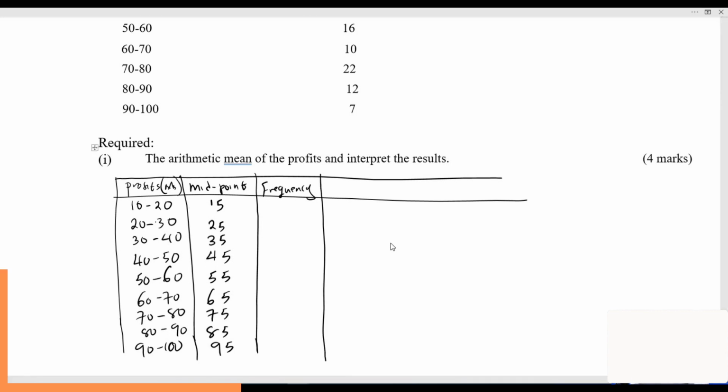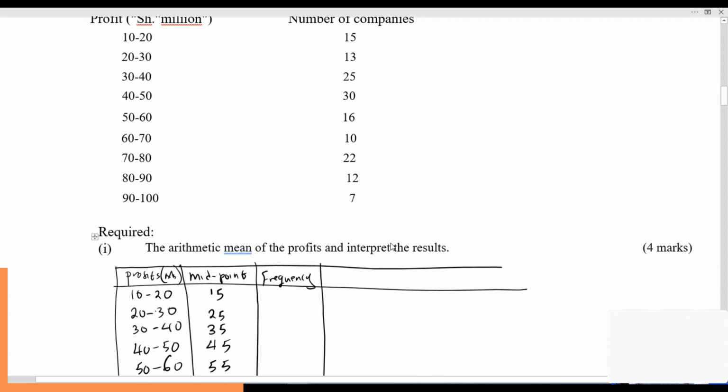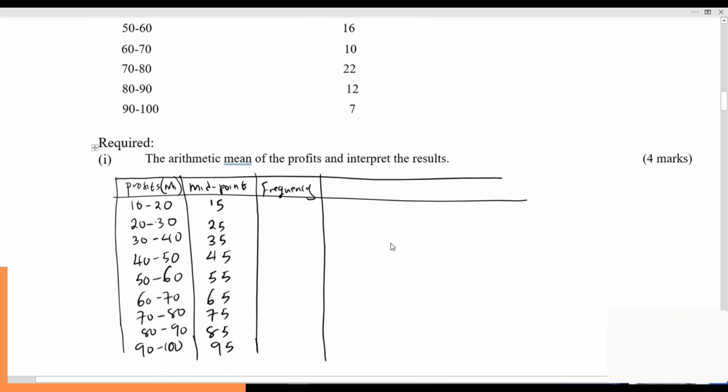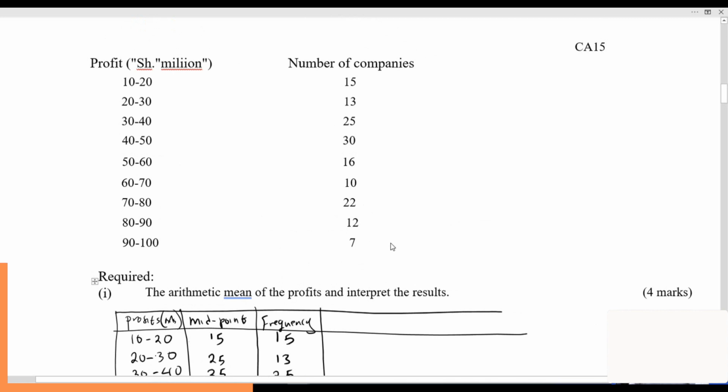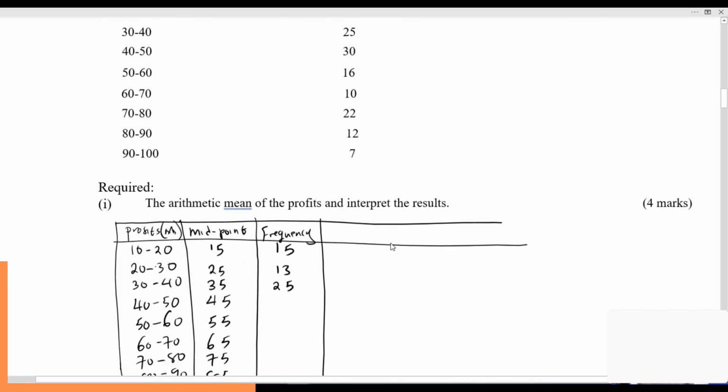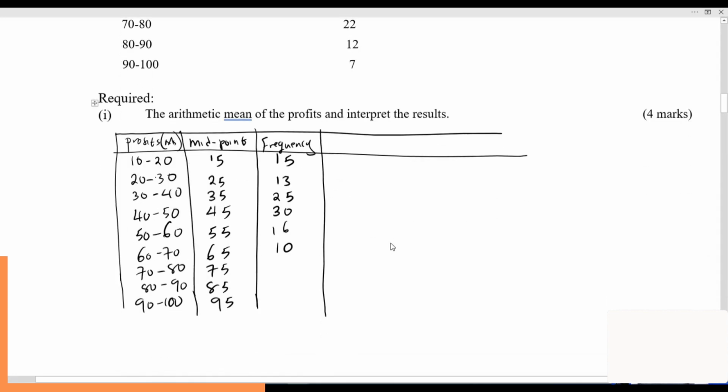My frequencies, I will have 15, 13, 25, then 30, 16, 10, then I have 22, 12, 7. Then we find fx.